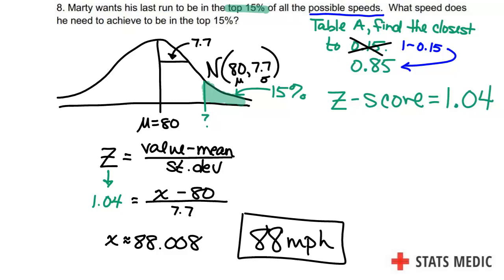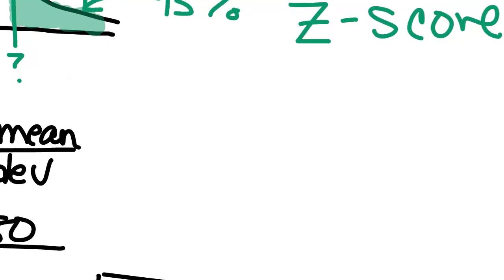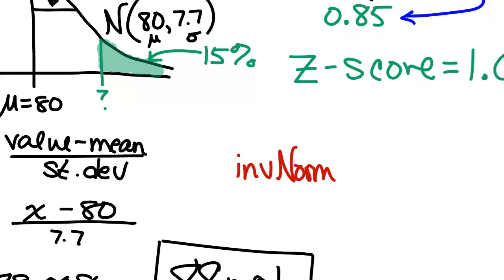Number 8, we were going the other way, right? Does anybody know what we call a function that undoes another function? It's called an inverse function. We're going to use inverse normal if we want to use the graphing calculator. So I would say inverse and then norm. I'm going to show you guys where to find this on the calculator.